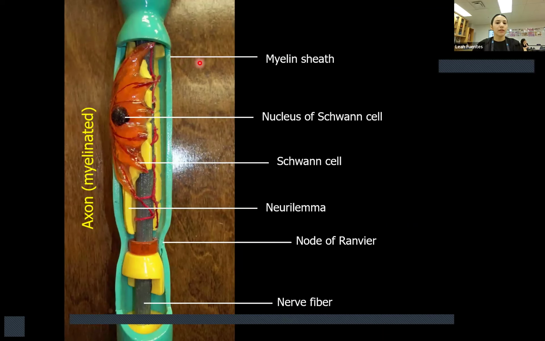Getting a closer look at the bottom middle portion, we have again the axon, which is myelinated. Here's that myelin sheath, the covering. This large structure here is the Schwann cell. And inside of it, it kind of looks like a raisin. That's the nucleus of the Schwann cell. This yellow covering inside is the neurolemma. And then this little divot here is the node of Ranvier, and then our nerve fiber.